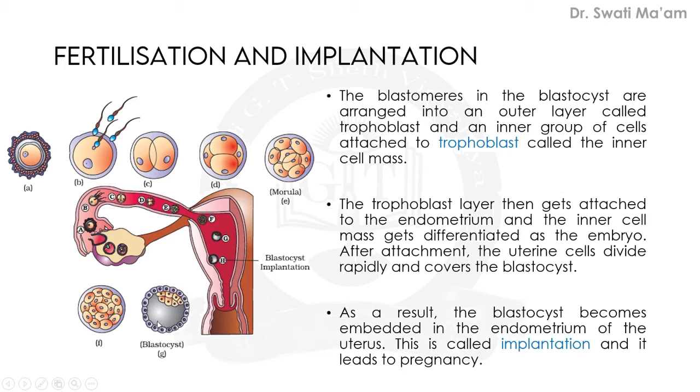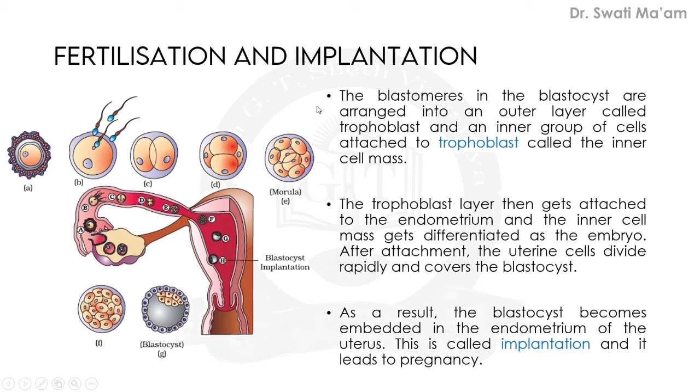Now you can see this blastocyst, it will get attached to the endometrium of the uterine wall, which is the innermost layer. So this blastocyst condition will attach to the uterine wall, and this process is known as implantation. So let us see here.